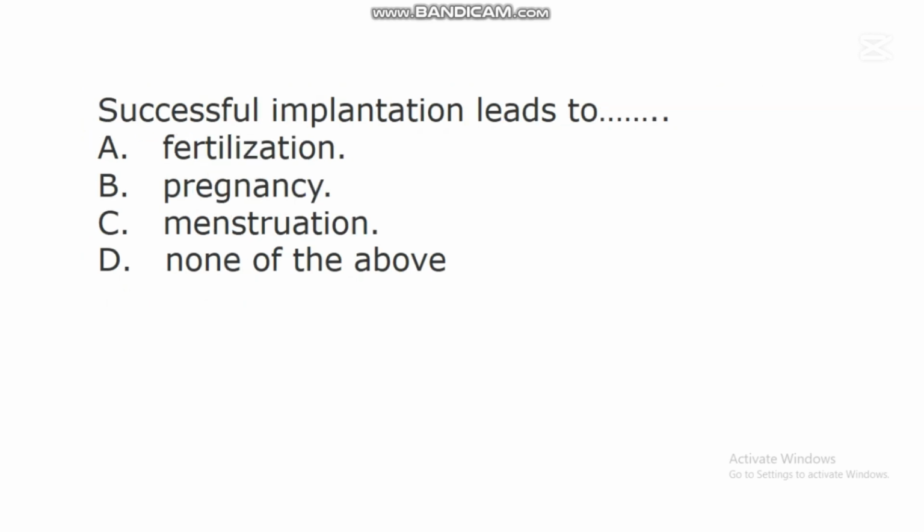The next question says, successful implantation leads to dash. A. Fertilization. B. Pregnancy. C. Menstruation. D. None of the above. In this question, the correct answer is B. Pregnancy. We have said that implantation is the process whereby fertilized egg get attached on the wall of the uterus. So when implantation becomes successful, it will lead to pregnancy in a woman.